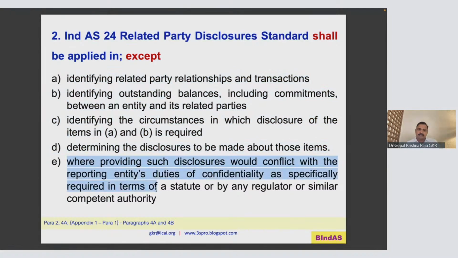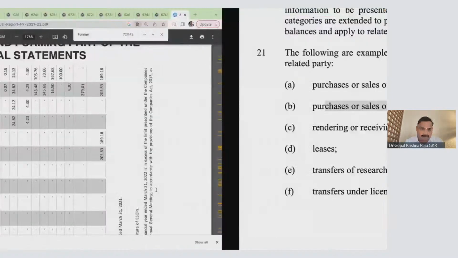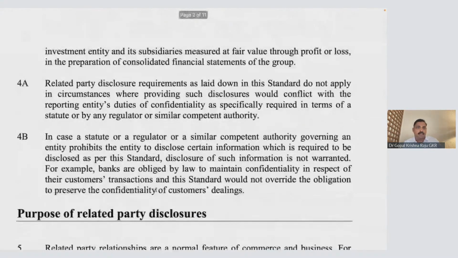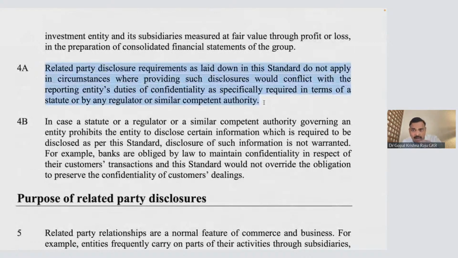Now here, I want to bring to your attention paras 4A and 4B. Look at 4A and 4B. Related party disclosure as laid down in the standard does not apply. Oh my God, doesn't apply. Where? In circumstances where such a disclosure would conflict with the reporting entity's duties of confidentiality. But can it be confidential between two private parties?